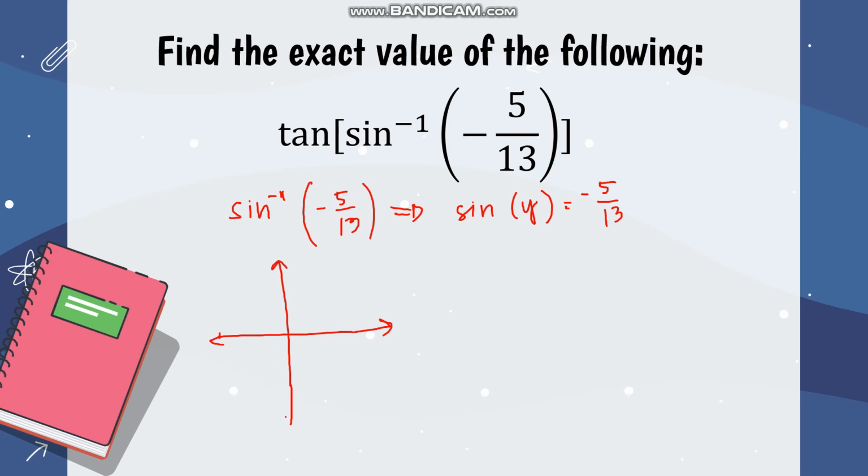Now, where are we going to draw our right triangle? Take note that the inverse of sine exists in quadrant 1 and in quadrant 4. But since the given value of sine to us is negative, that means the location of our angle should be in quadrant 4. So therefore, we have to draw a triangle in quadrant 4. So it should be like this.